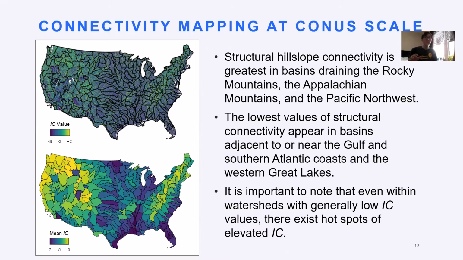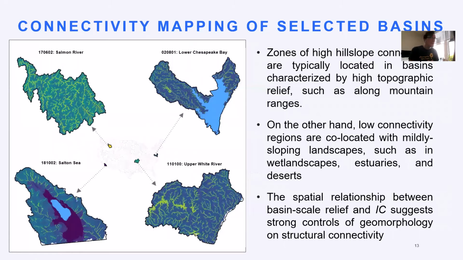But it's important to note that even within a watershed that may have overall low IC, there can be locations that have elevated IC, such as this basin in southern Kansas that has overall low IC, but then there are places within it that have elevated connectivity. These are four maps I wanted to show that describe four different kinds of watersheds along the connectivity spectrum.